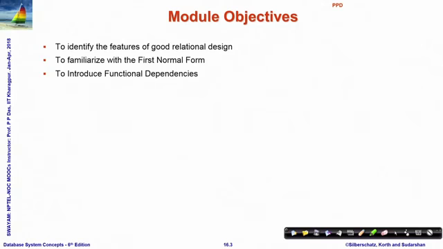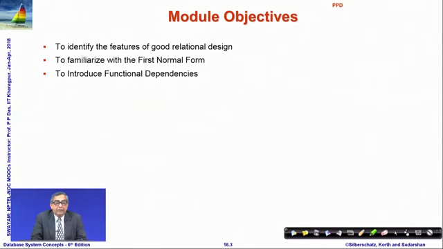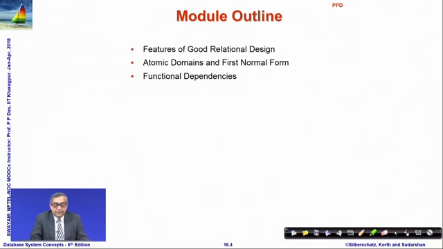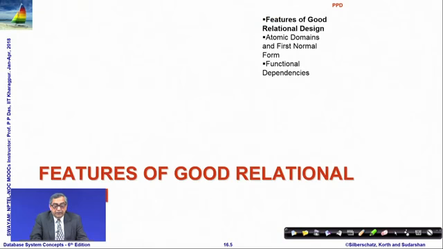So, the objective of the current module, the first of the relational design modules, is to identify features of good relational design. Having done the ER model, we have the entity sets and relationships, we convert them to schema, we have seen how to do that, and immediately we have some design. But the question is, is it a good design? So, we will discuss what the features of a good design are, and then we will introduce the formal definition of first normal form, and we will introduce a very critical concept of relational database design, the functional dependencies. This is the module outline.